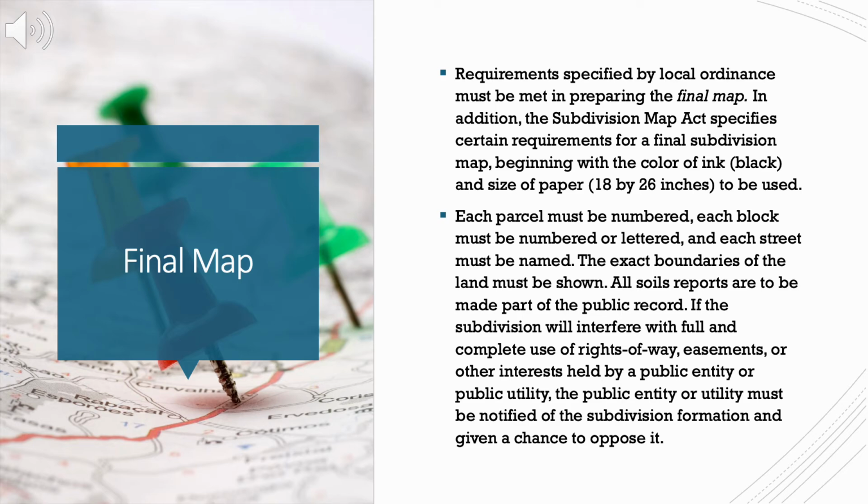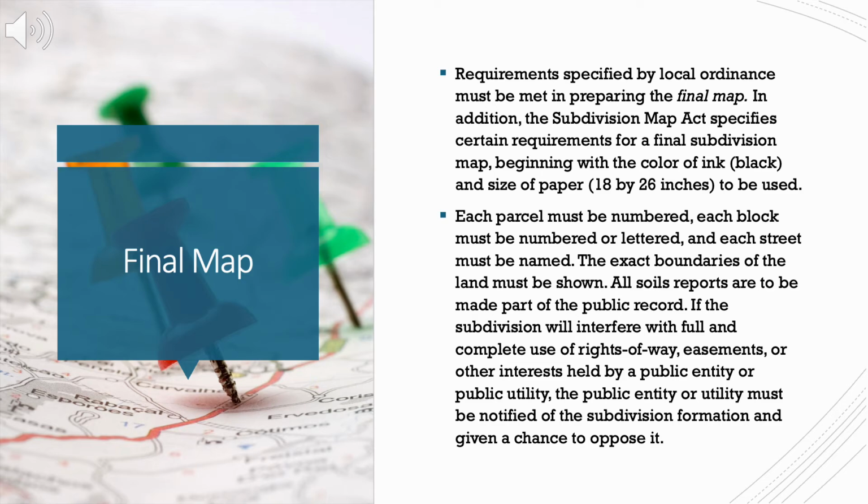Requirements specified by local ordinance must be met in preparing the final map. In addition, the Subdivision Map Act specifies certain requirements for a final subdivision map, beginning with the color of ink, black, and size of paper, 18 by 26 inches, to be used. Each parcel must be numbered, each block must be numbered or lettered, and each street must be named. The exact boundaries of the land must be shown. All soils reports are to be made part of the public record.